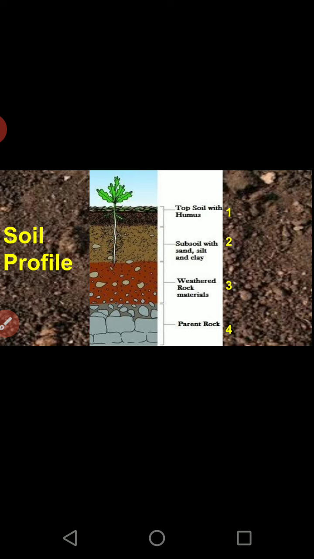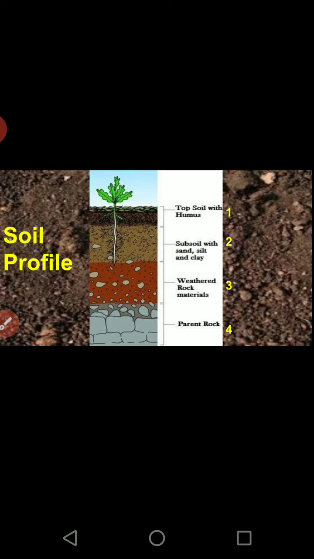The parent rock is very much below, as a part of Earth's crust. Now this rock will undergo different processes of weathering. Weathering is the breaking of rock. Breaking of rock can occur by a number of things. Plant roots, plants and animals, burrowing animals, can be responsible for breaking the rock.